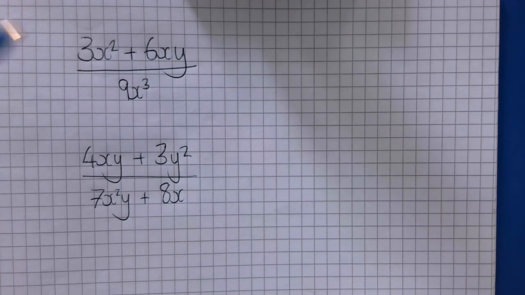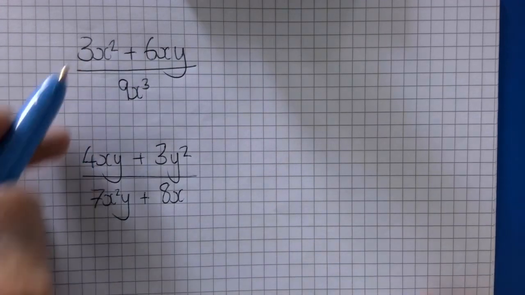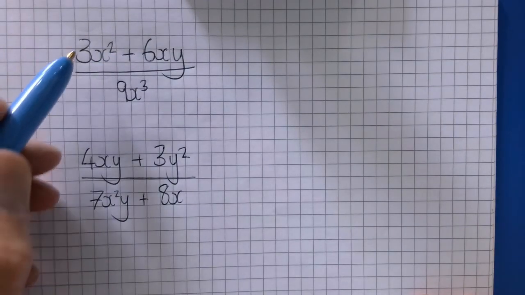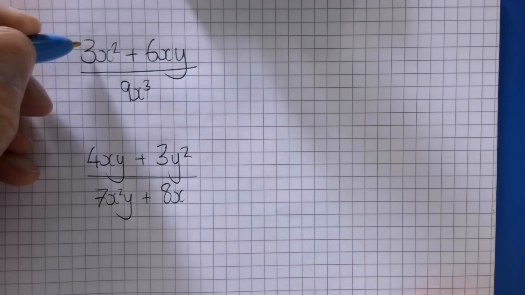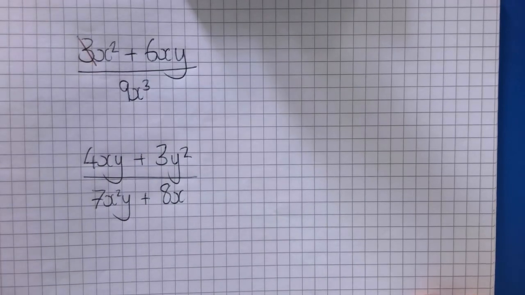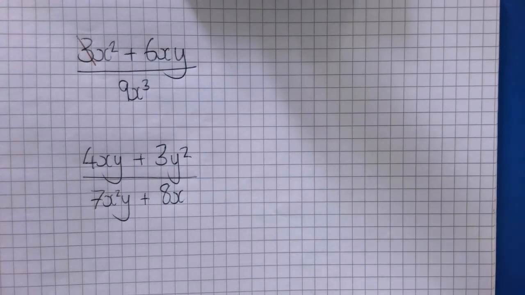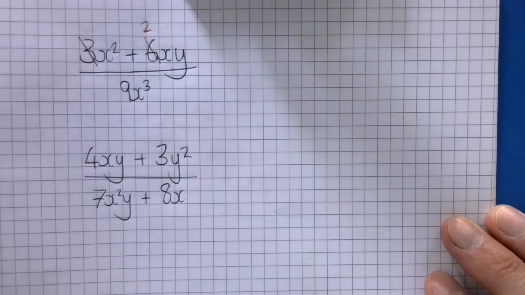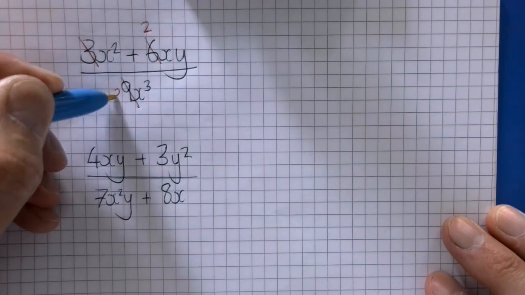And if you have done Friday's video, you'll know that we were cancelling fractions like this. And hopefully you can realise that with this first one, every term in this fraction, 1, 2, 3 of them, can be divided by 3. So that's 3 divided by 3 is 1 x squared. I'm just going to leave it as x squared. 6 divided by 3 is 2. And 9 divided by 3 is 3.